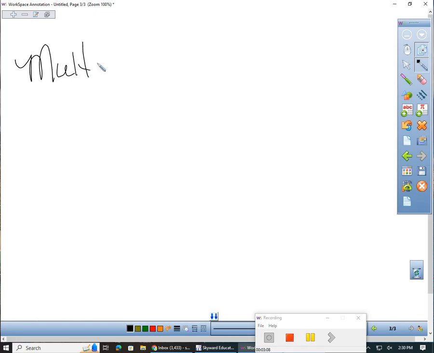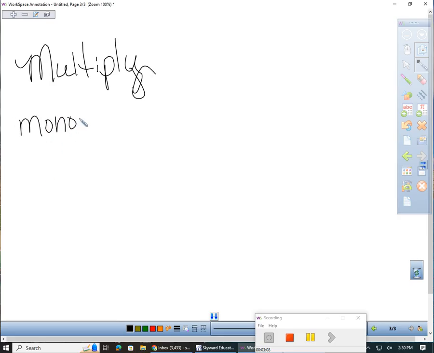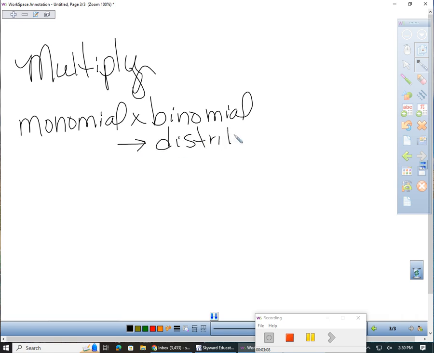Multiplying. Oh, no, we multiplied radicals. Now we're going to multiply expressions with radicals. So if I multiply a monomial times a binomial, we distribute and simplify.